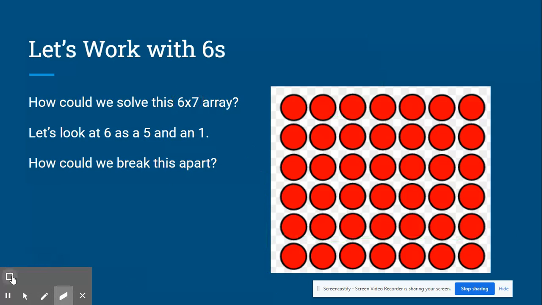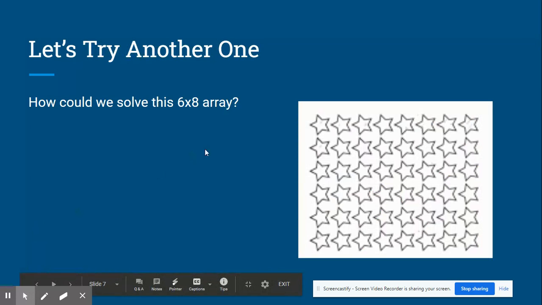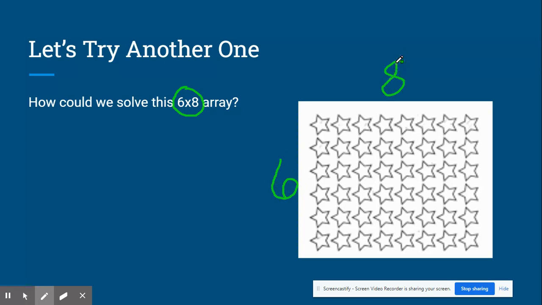And this time you guys are going to be doing one on your paper, and I want to see how you do. Okay, here we go. So I would like you to solve this 6 by 8 array. So obviously, I don't want you to draw this array. That's going to take too much time. I am going to label it for you, a 6 by 8. I am going to draw a line for you. I am going to get your equation ready for you.